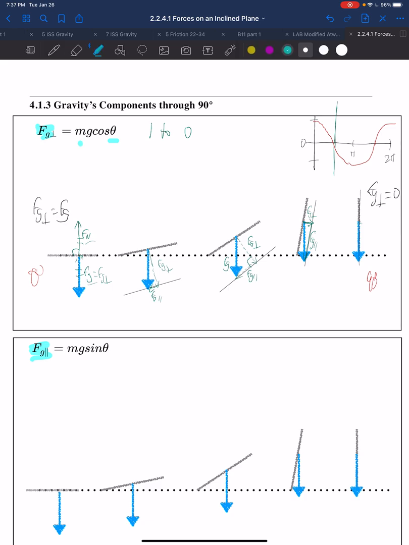And again, the only thing I would suggest you know is how to derive this relationship, F_g perpendicular being mg cosine theta, and conceptually to be able to model making that shift in your mind. So now let us move on to the force of gravity parallel.